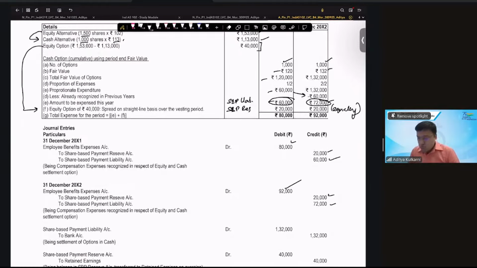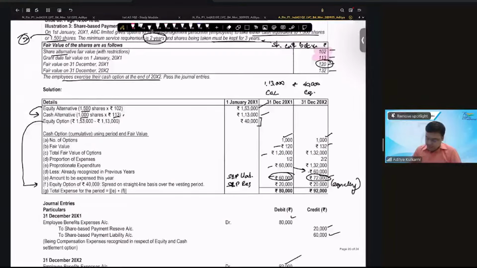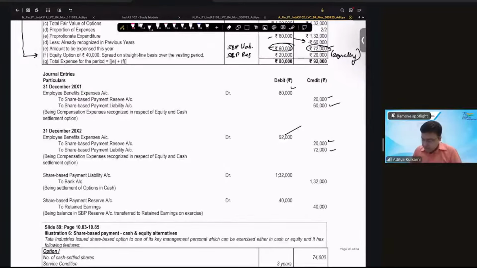Next, when employees exercise the cash option, entry will be SBP liability account debit to bank account 1,32,000. Then what will remain of this SBP reserve, 20 plus 20, 40? We will move that to retained earnings.